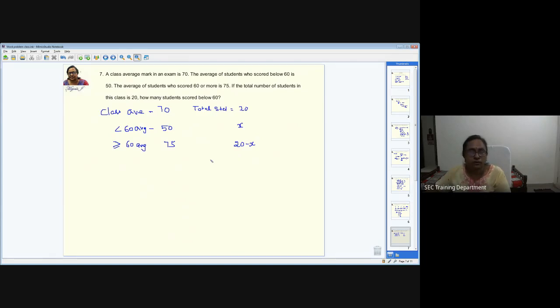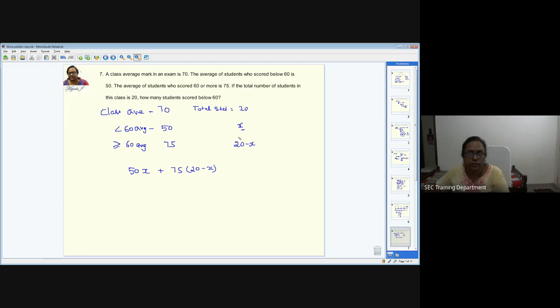And now you have to solve this. The question is how many students scored below 60, so you have to find out this particular value. What is x equal to? So what we'll do here is take the total for below 60: 50 is the average and the number of students is x. So 50x forms the total marks of the students who got less than 60. Similarly, the total marks of those with 60 or above is nothing but 75 into (20 minus x), because this is average into the quantity.